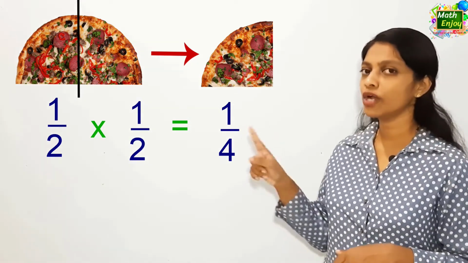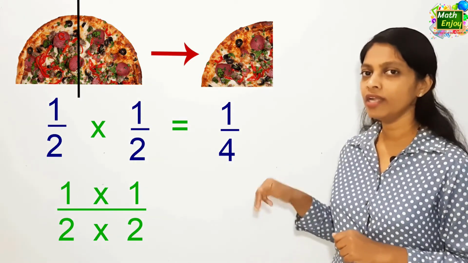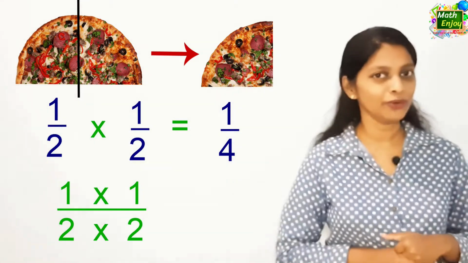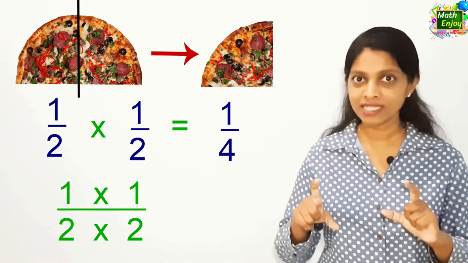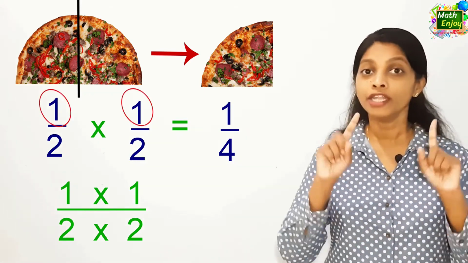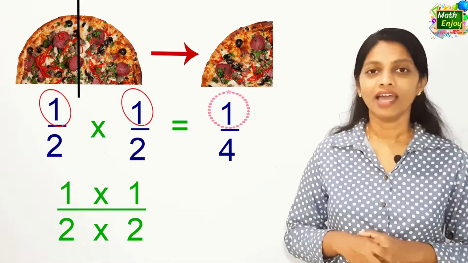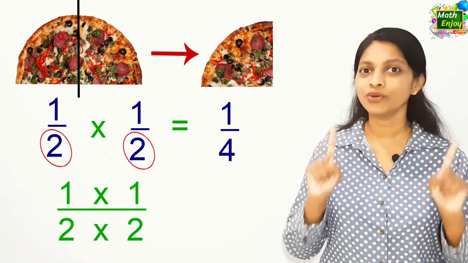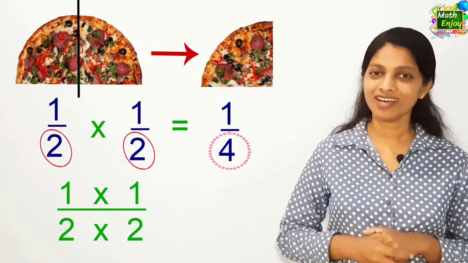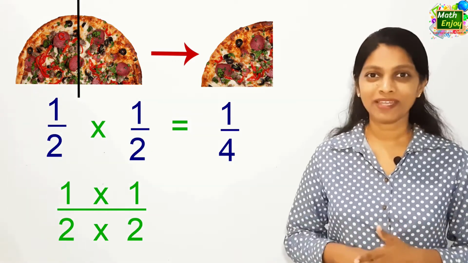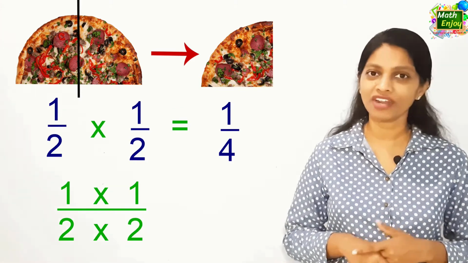We can write this 1 over 2 into 1 over 2 in this way also. 1 multiplied by 1 divided by 2 multiplied by 2. Now you can understand when we multiply two fractions, we have to multiply numerators together. That is the numerator of the answer. And also you have to multiply the two denominators together. That is the denominator of the answer. Actually both multiplication and division are easier than addition and subtraction of fractions.